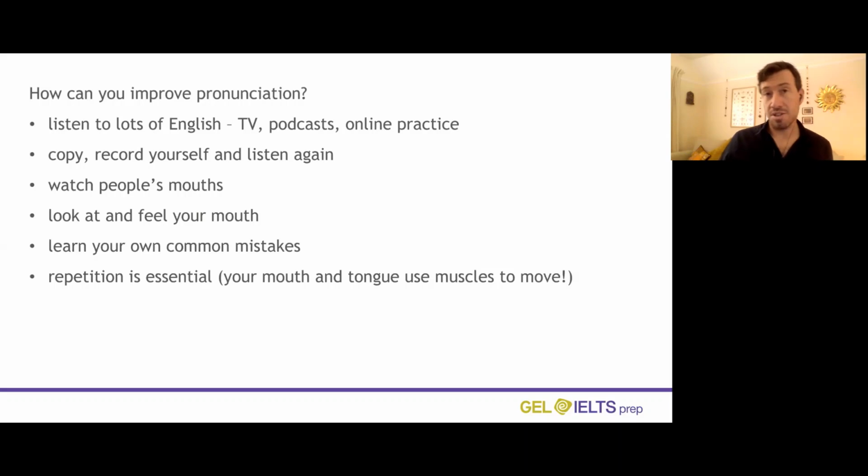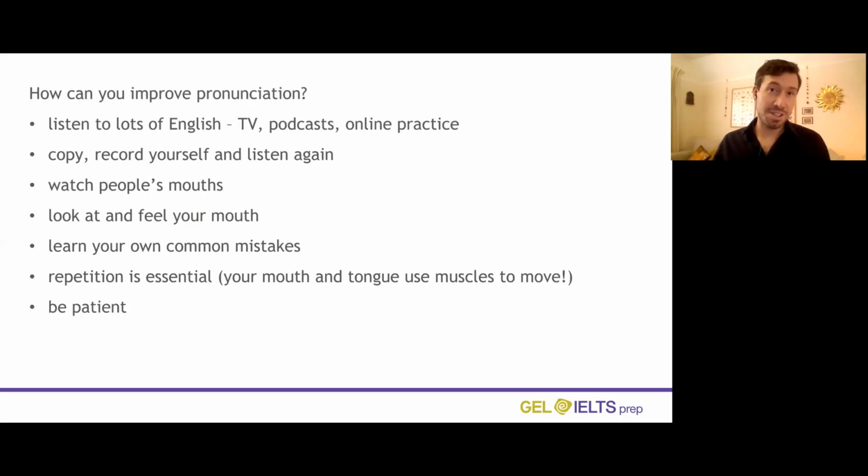Repetition is essential. So as I said before, your mouth and tongue use muscles to move. It's like if you go to the gym, the first time it's very difficult. Or if you start swimming or start running, the first time you do it, it's really, really difficult. The only way to get better is to exercise the muscles in the correct way. So you have to repeat the activity again and again, and you will get better at it.